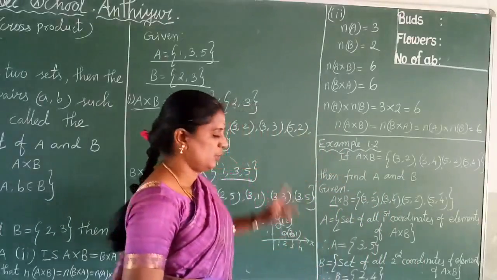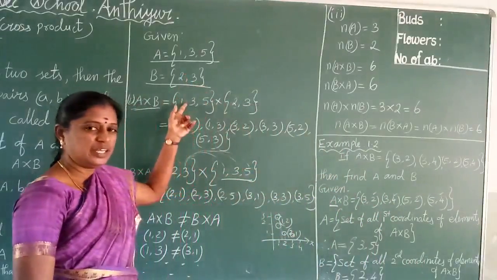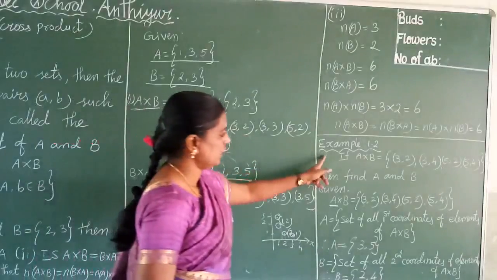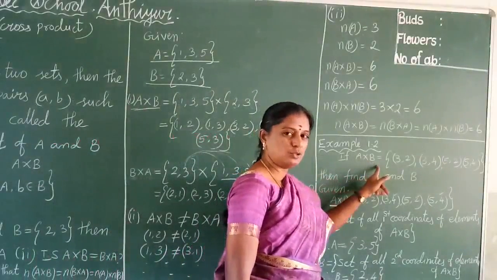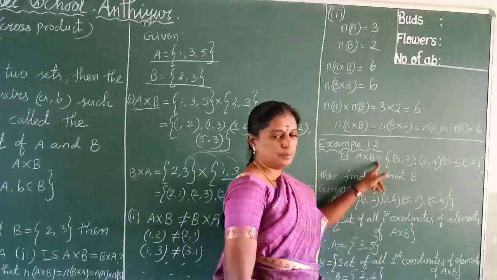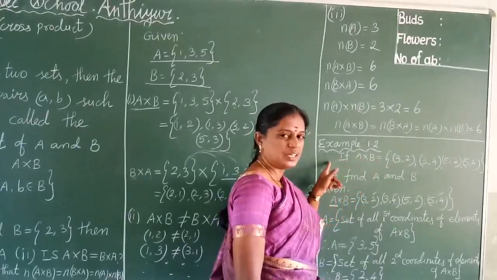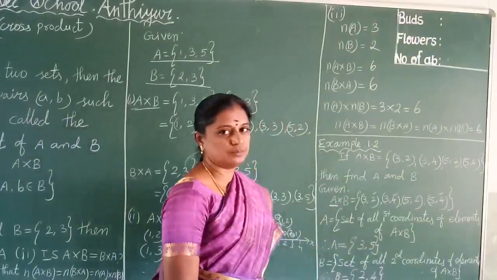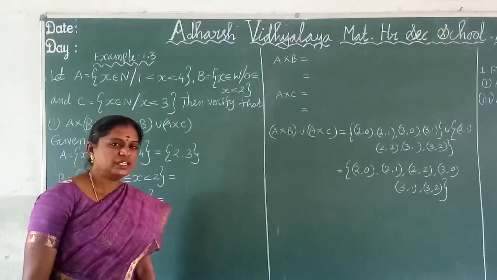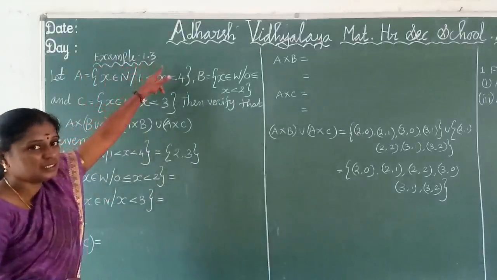So here A, B were given, and we had to find A cross B. But in the second example, A cross B is given, and we have to find the A set and B set. Have you understood? So we see one more problem. Now we discuss example 1.3.